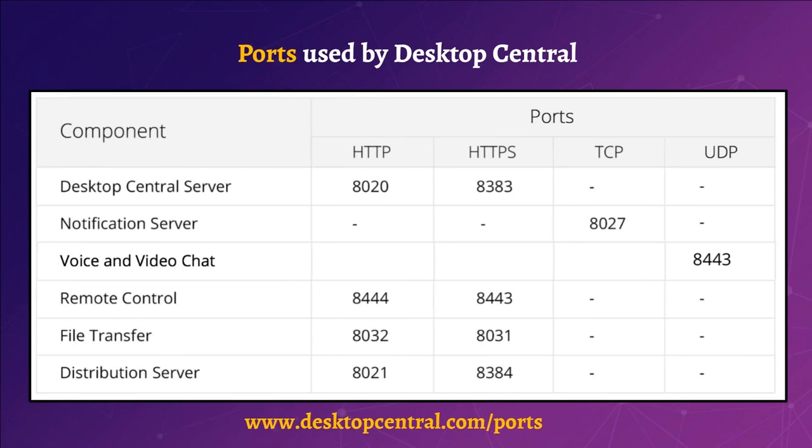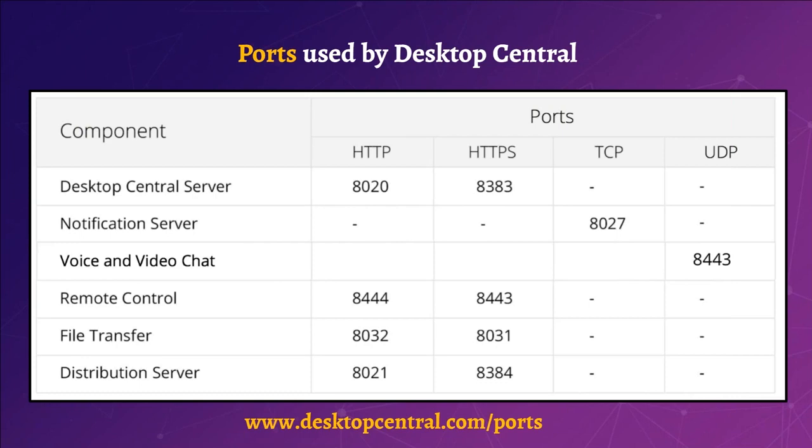Now let's look at the ports that are used by Desktop Central. For communication, inbound, Desktop Central uses 8020, which is an HTTP port, and 8383, which is an HTTPS port. For the notification server, we use port number 8027, which is TCP. And for the distribution server, towards the last, you can see it uses 8021 and 8384 for HTTPS.